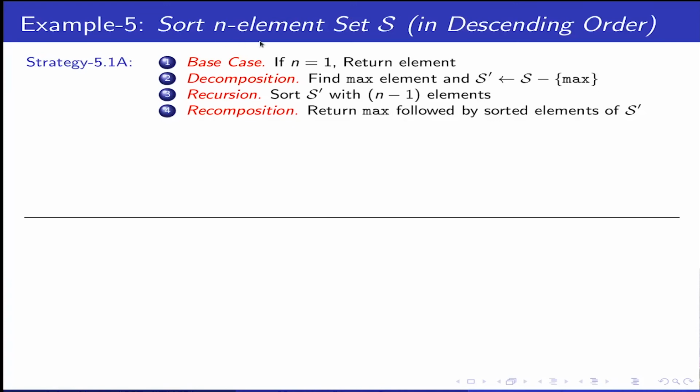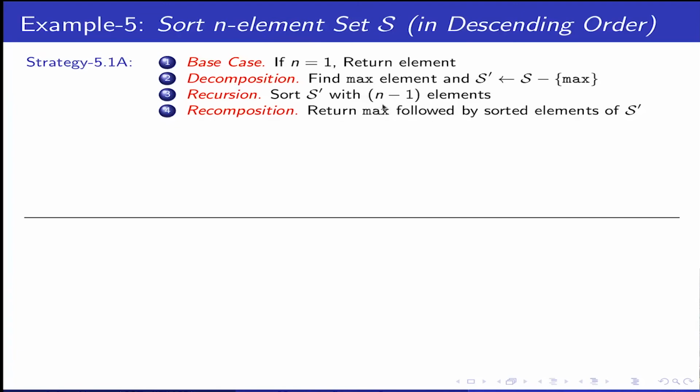One recurrence for the problem is that I need to sort an n-element set in descending order. So if n is 1, I just return. Otherwise, find the max and call the same recursion with n-1, because it's my sorting strategy. So I can call with a lesser instance. This is my recursive call.